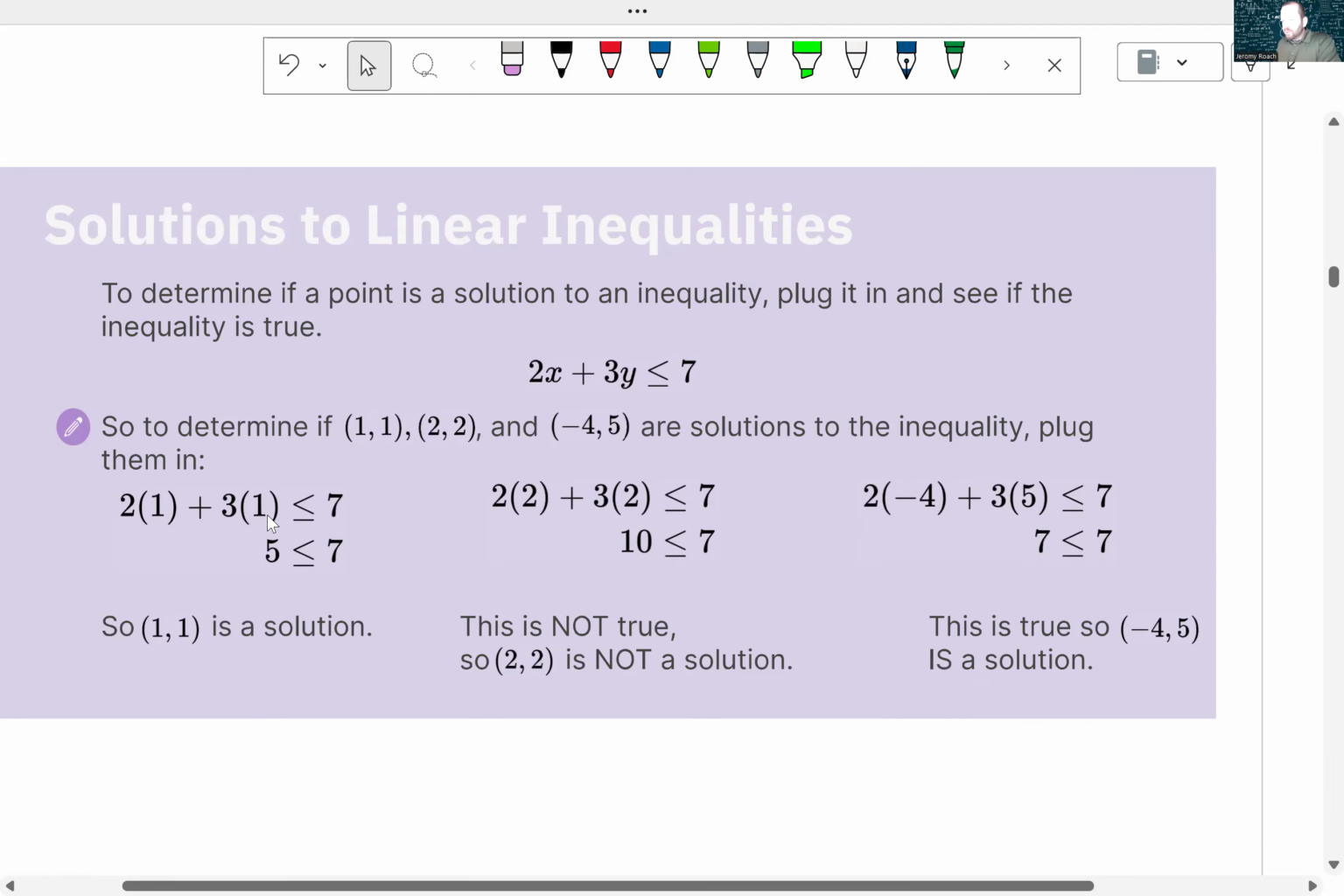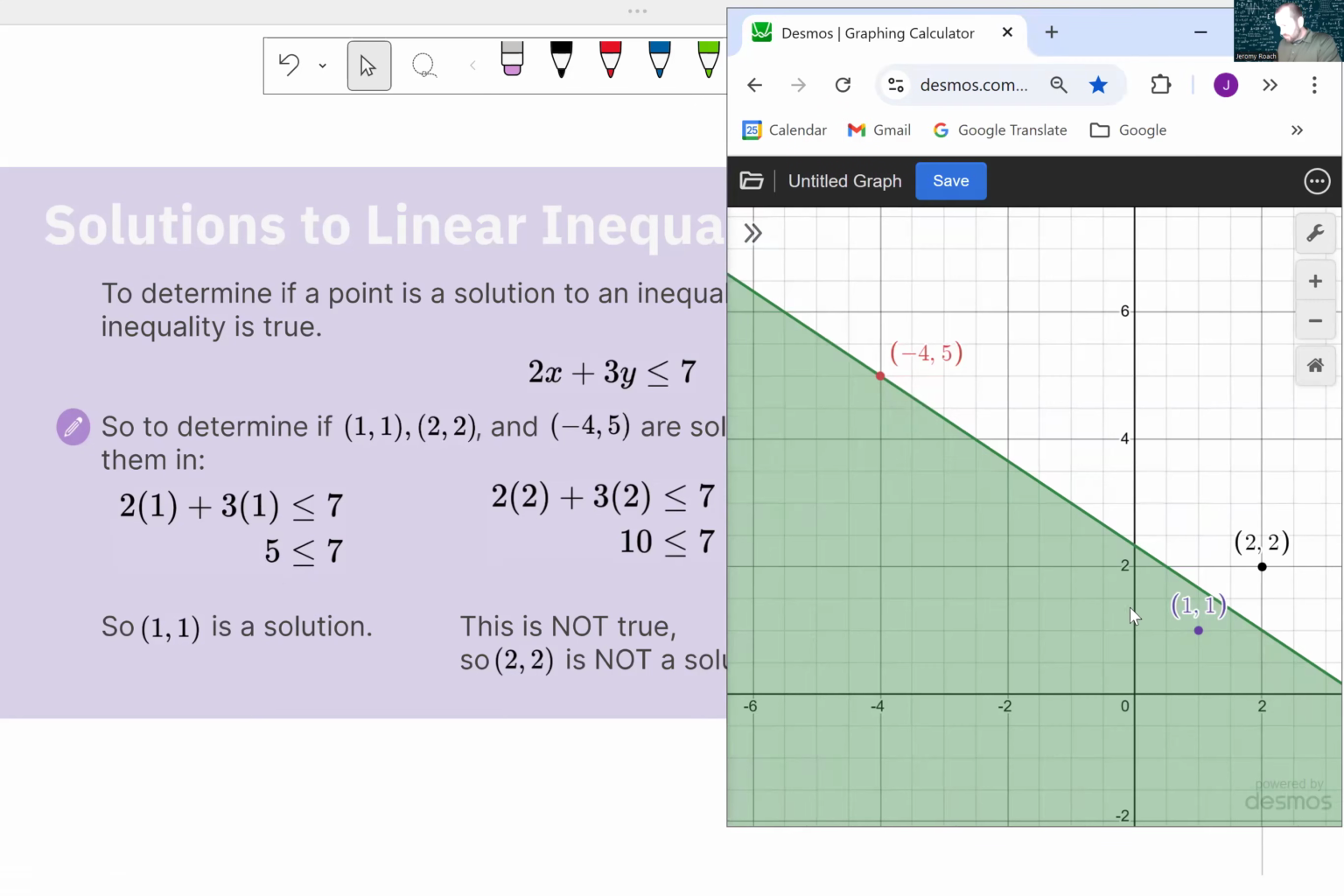And remember, anytime there's a number next to a letter, that just means times. But 2 times 1 plus 3 times 1 is less than or equal to 7. We get 5 is less than or equal to 7. That's a true statement, and so 1, 1 is a solution. And we can see that right here. If we check 2, 2, we get 10 is less than or equal to 7. That's not true. That's why we have the 2, 2 out here.